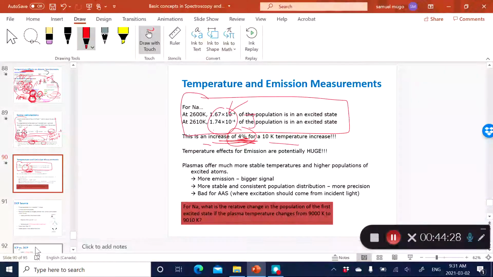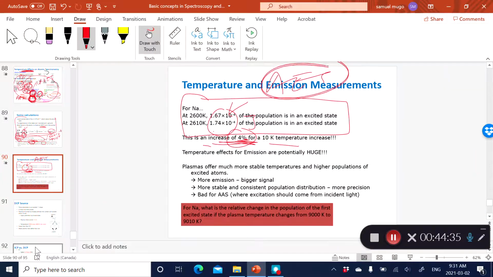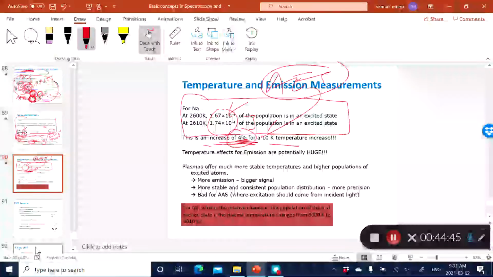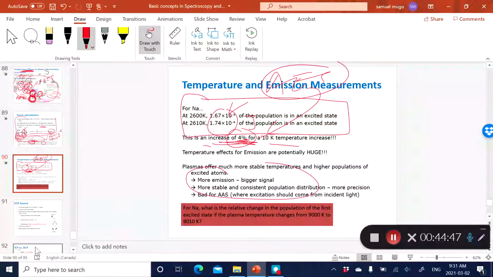Yeah, meaning that the temperature needs to be very, very stable when you're dealing with AES, because it really affects the population of the atoms that are present at an excited state. And as such, with AES, you need a very, very stable type of atomizer. Otherwise, precision is going to be poor.